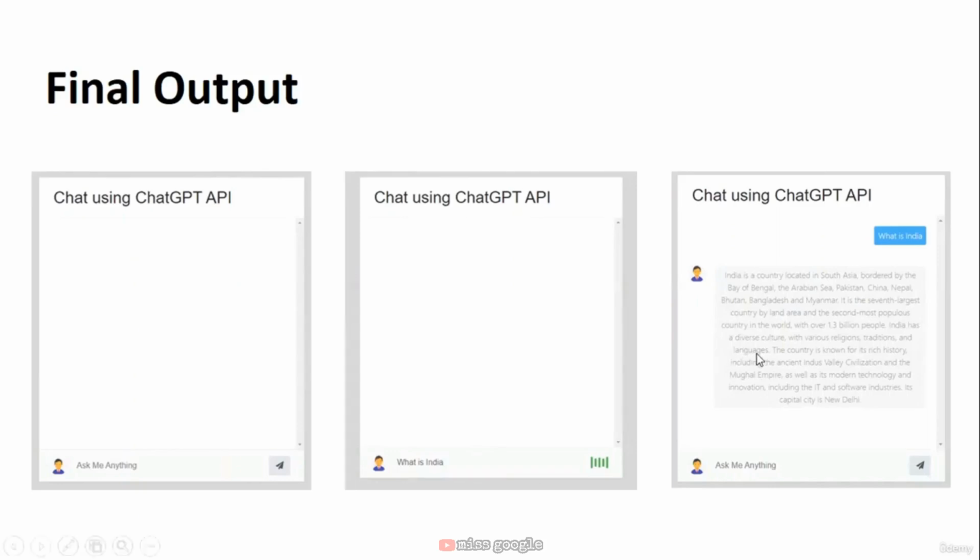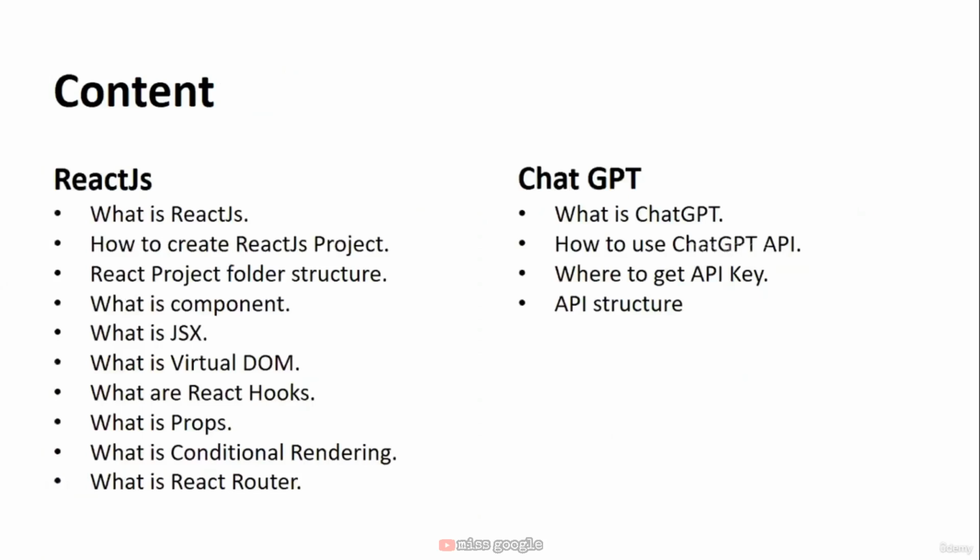So this is the final output of our course. But before moving forward, we are going to learn these contents: what React.js is, how we can create a React.js project, and various things required to understand the basics of how React works and how we can modify our code to achieve our goal. After understanding what React.js is, how to create a React.js project, the structure of the project folder, then components, JSX, virtual DOM, hooks, props, conditional rendering, and so on.